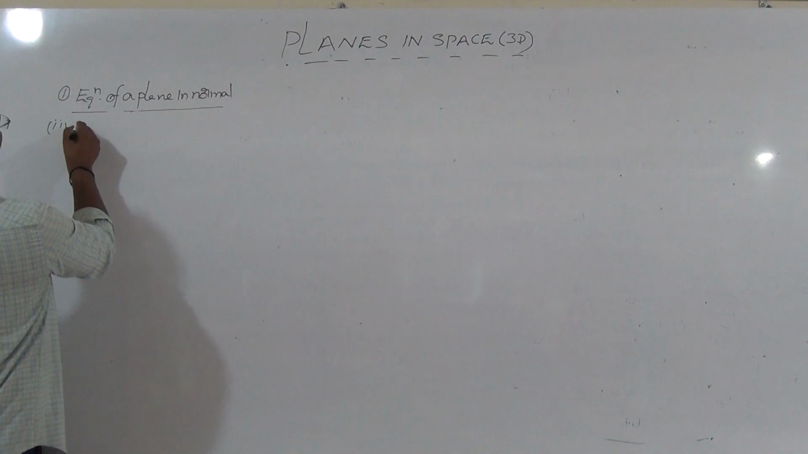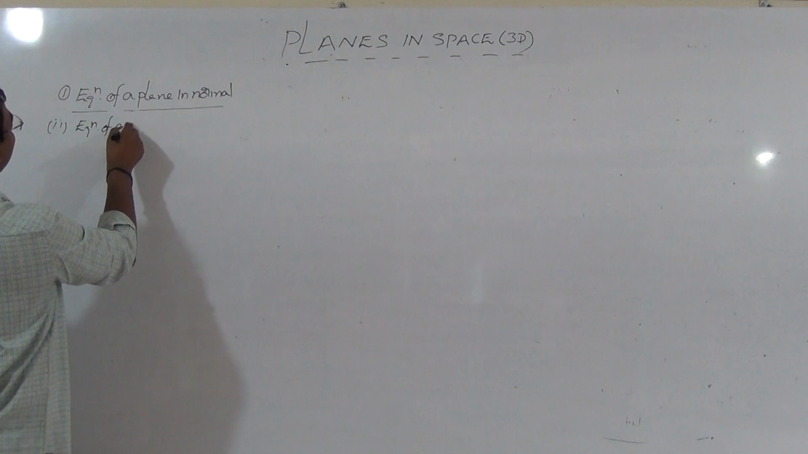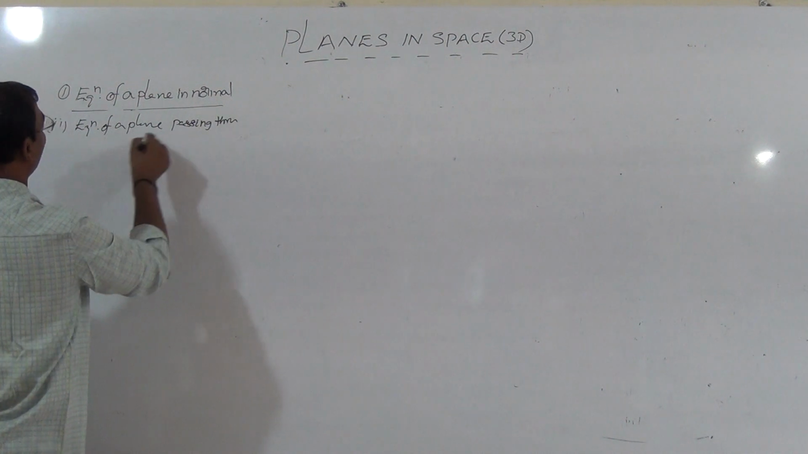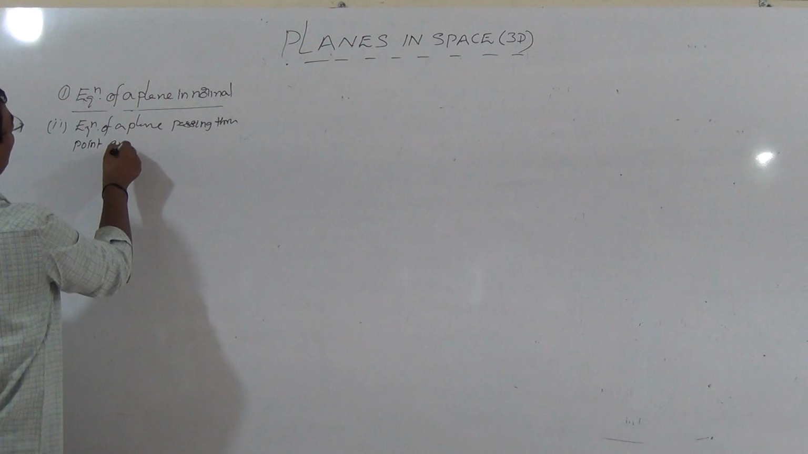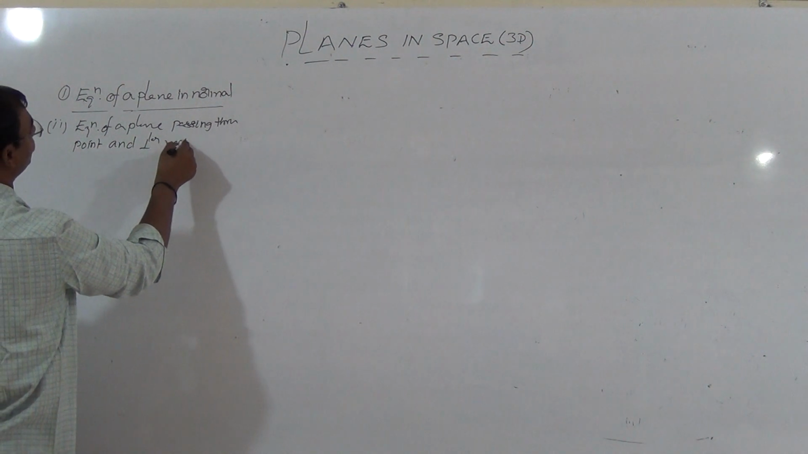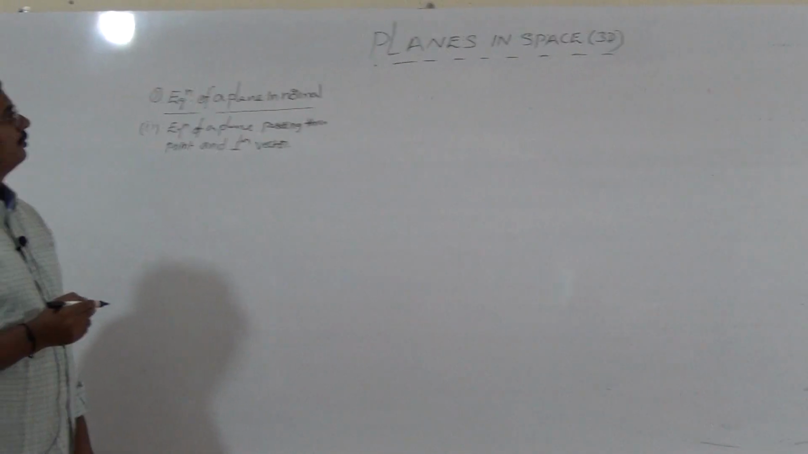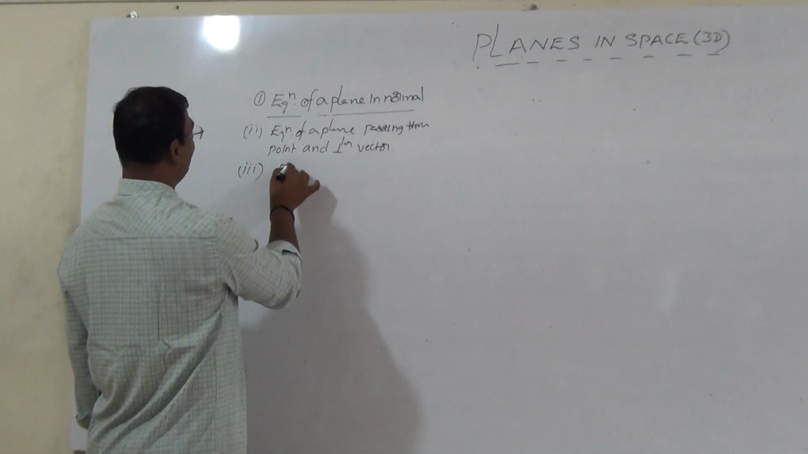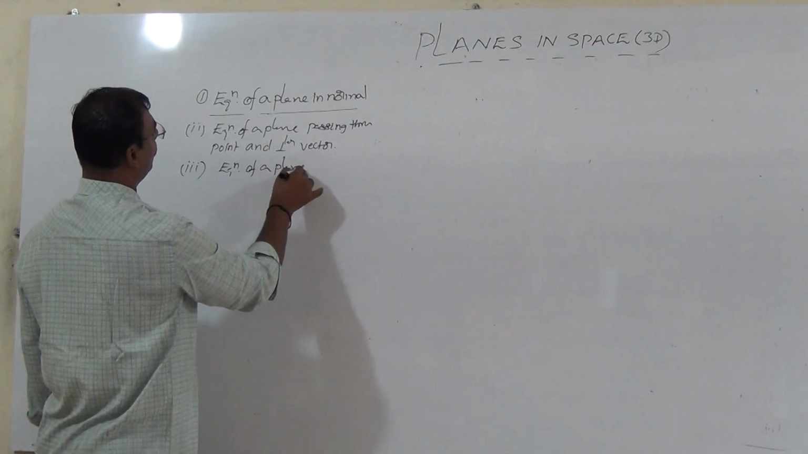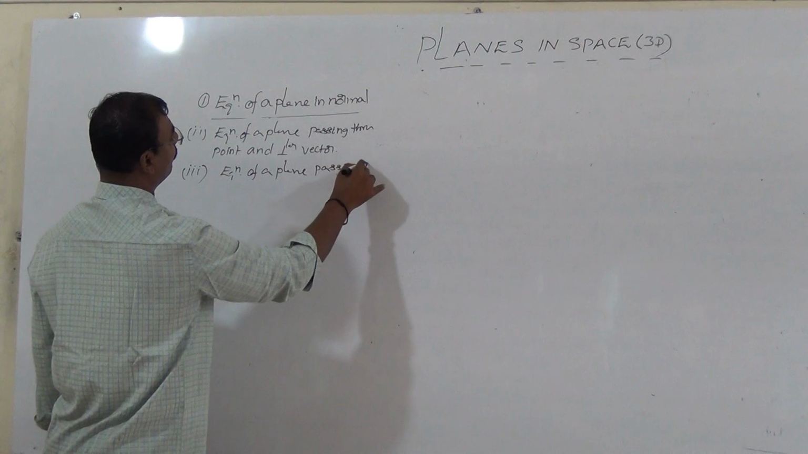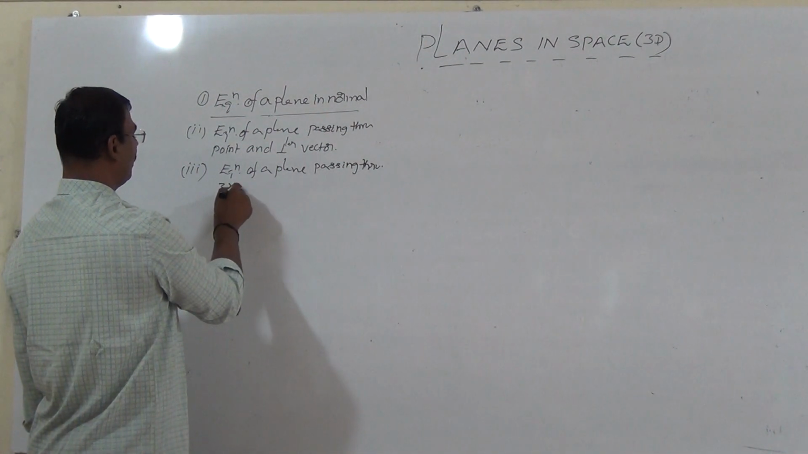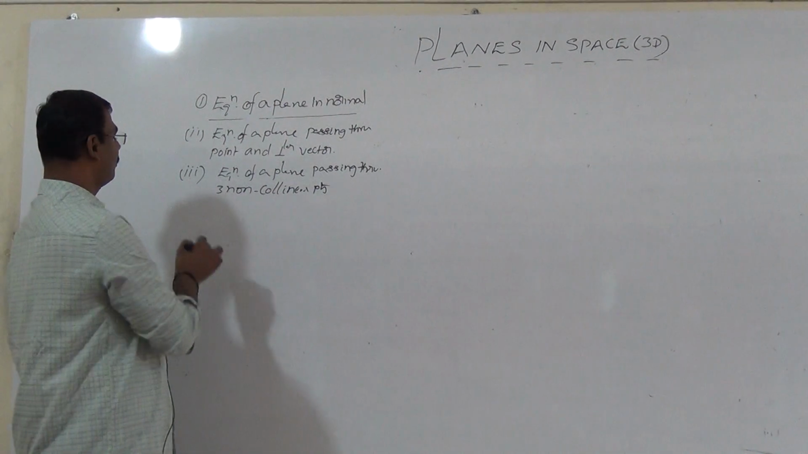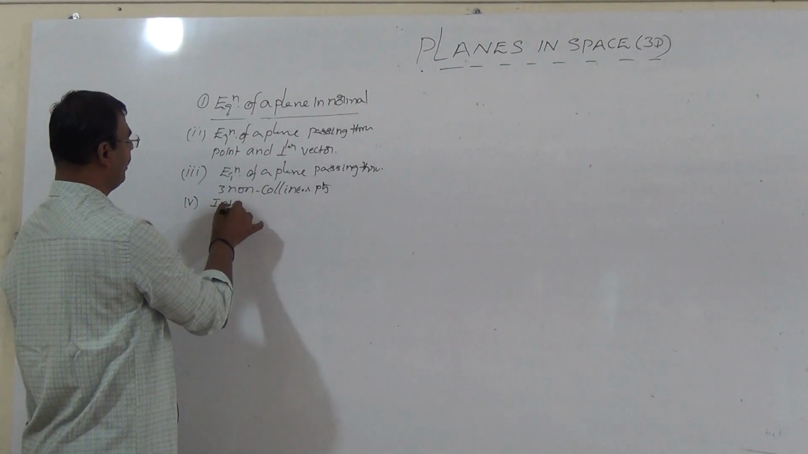Second one, equation of a plane passing through a point and perpendicular to a vector. This is the second concept of plane. Third one, remember, is the equation of a plane passing through three non-collinear points. This is the third one. Fourth one is the intercept form.